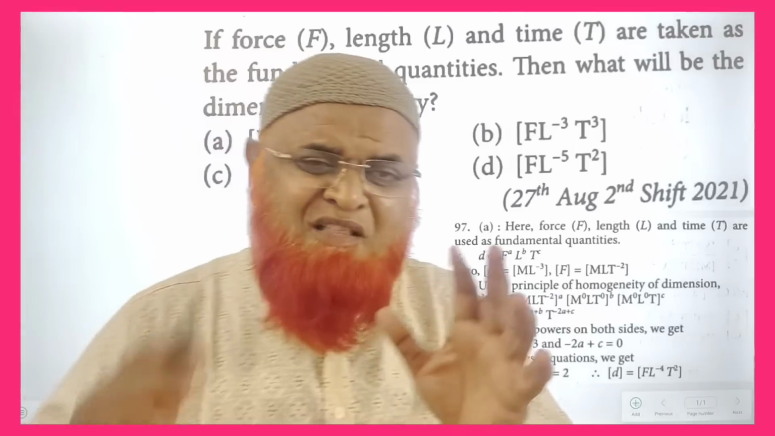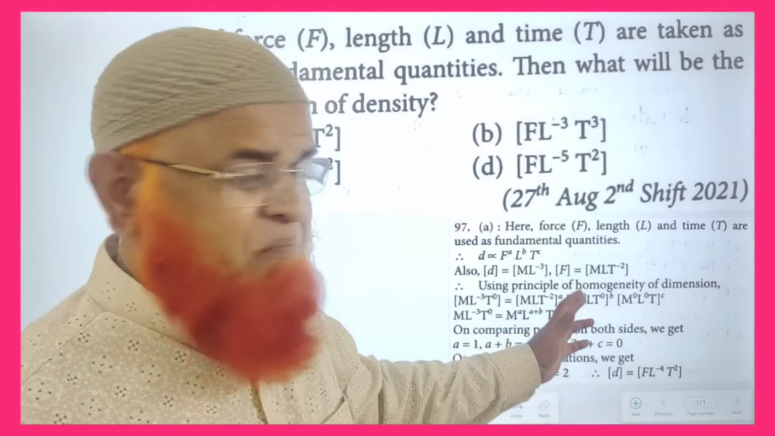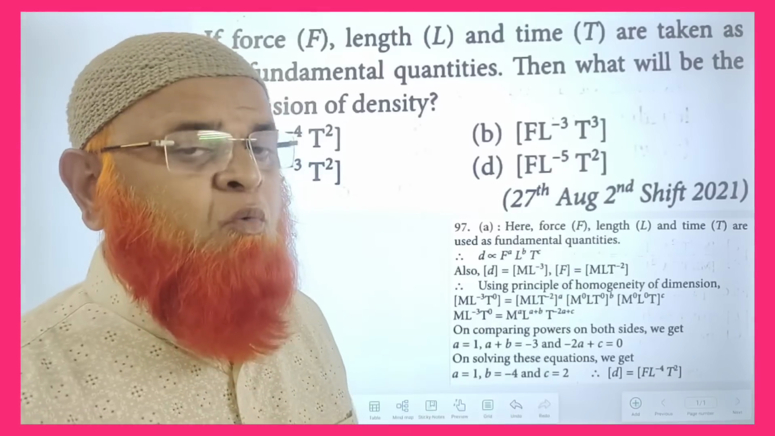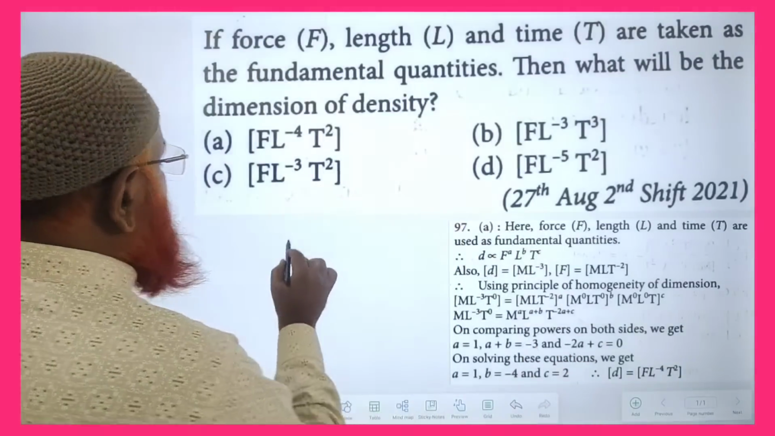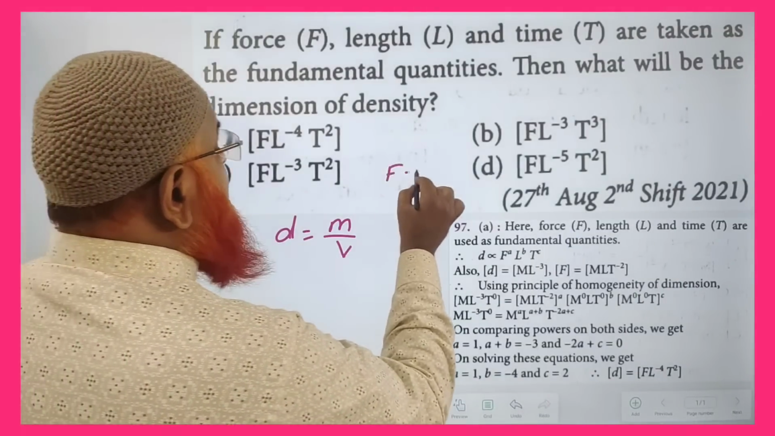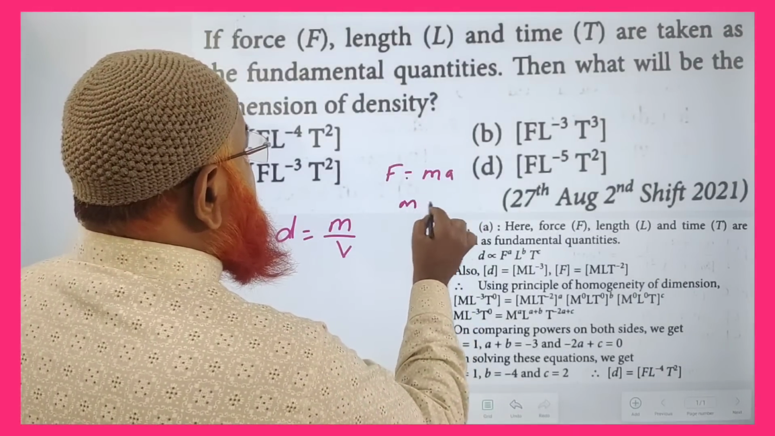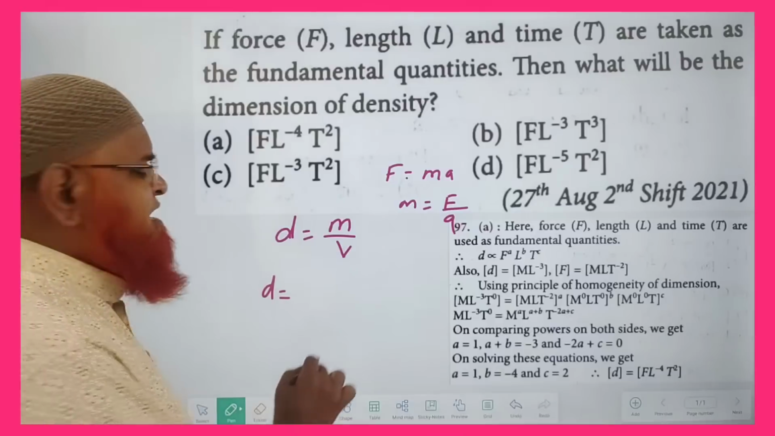My dear students, let us solve the physics problems in a completely different style, not the traditional methods which are given in the books. This is a previous year question. Let us enjoy the simple and shortcut way to solve this problem. You all know density is equal to mass by volume. You all know F is equal to MA. M is equal to F by A. Your work is done. 50% of the work is done, my dear.